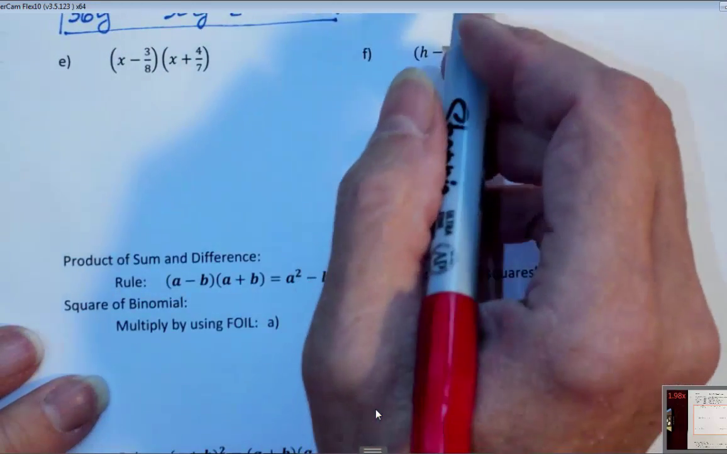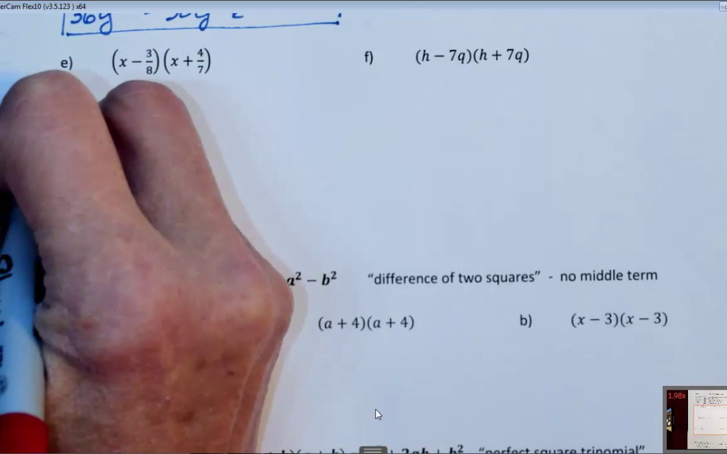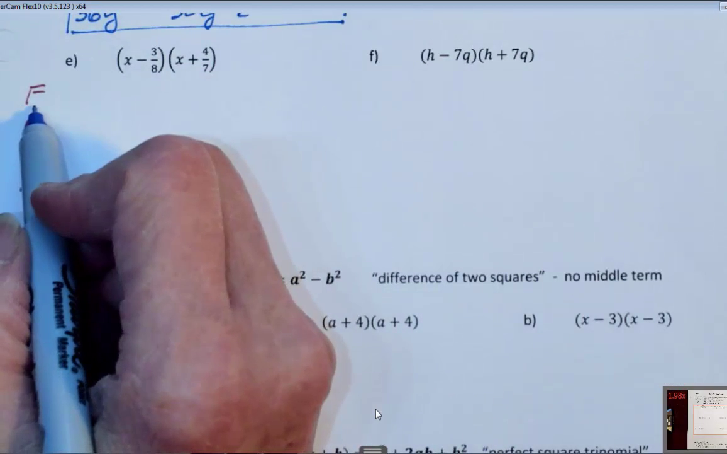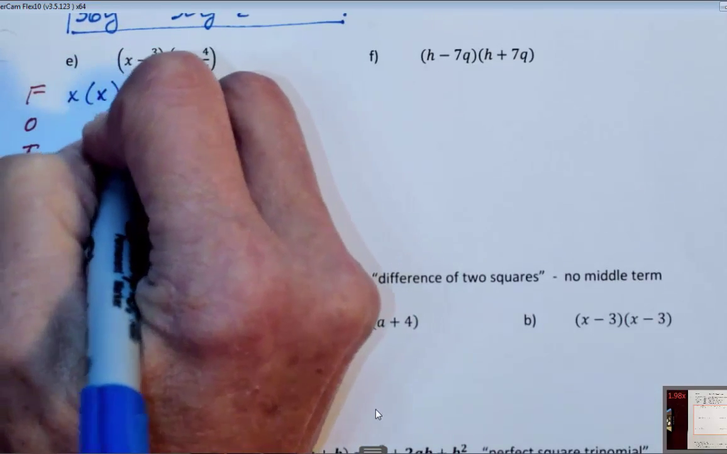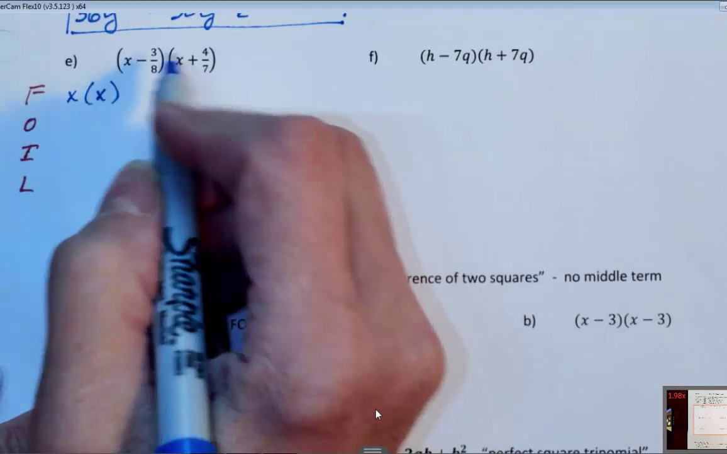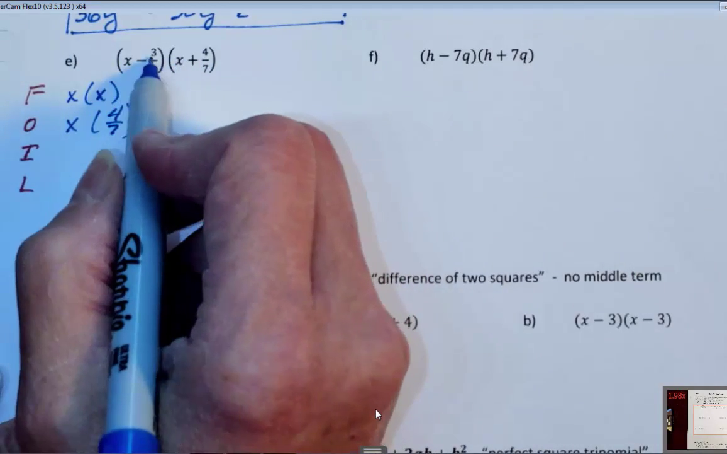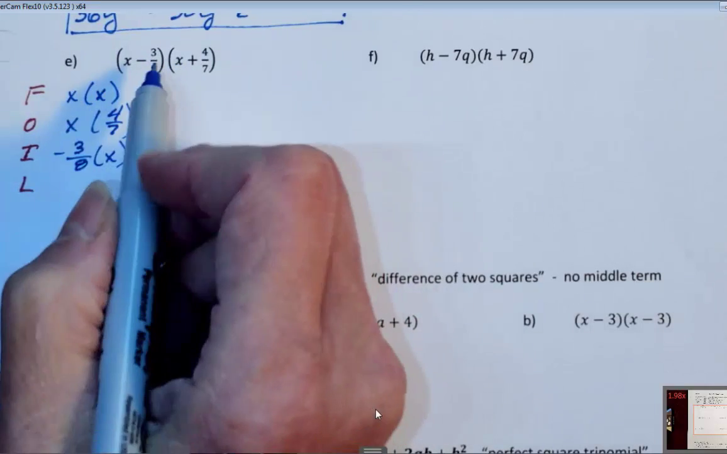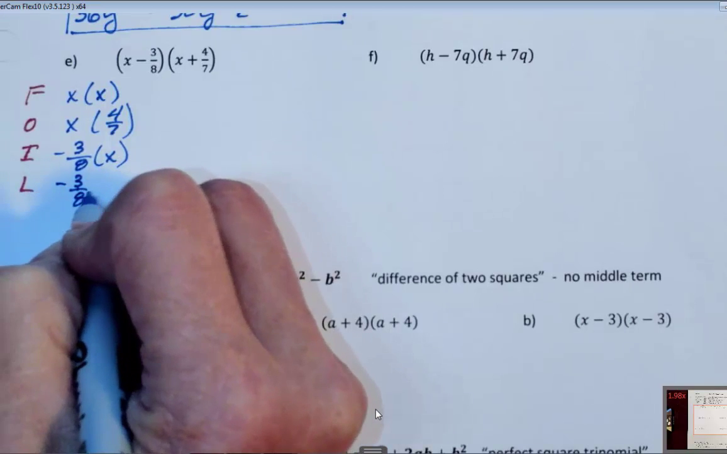I'm going to try to do it the same way I did the previous problem. I'm going to have an f, an o. Okay, so my f, that's my first term, so that's x times x. O, that's my outer term, so that's x times 4/7. My inner terms, so that's negative 3/8 times x. And then my last term, so that's negative 3/8 times 4/7.